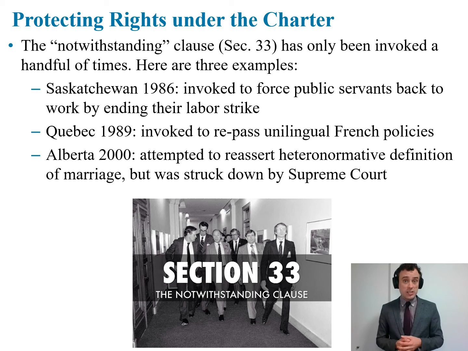And so what we see is that this attempt to reassert a heteronormative definition of marriage was an attempt to use the Notwithstanding Clause, but eventually this reassertion of the heteronormative definition of marriage as between a man and a woman was struck down by the Supreme Court. And so the use of the Notwithstanding Clause is not an automatic gateway to the limitation of rights. It's an opportunity for provinces through their provincial governments to try to put reasonable limitations on rights, but this is still subject to the approval and the interpretation of the Supreme Court.